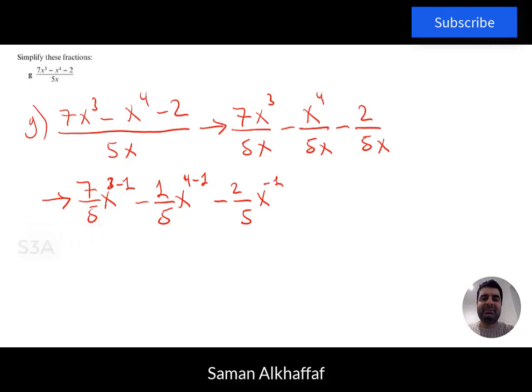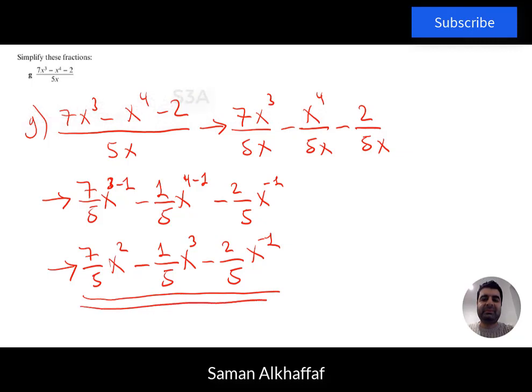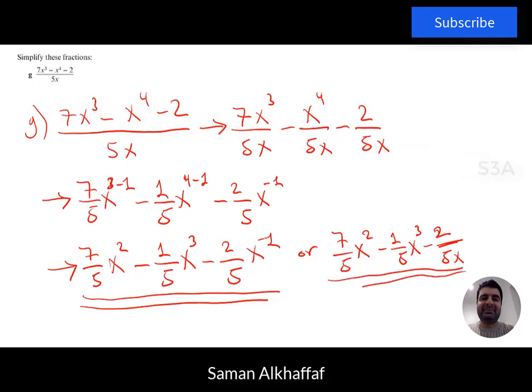Now we simplify the expression further, so that will give us 7 over 5 x to the power 2 minus 1/5 x to the power 3 minus 2/5 x to the power of minus 1. So this will be the simplified version of the answer, or we can also write it as 7 over 5x squared minus 1/5 x cubed minus 2 over 5x. So this will be also another representation of the final answer.